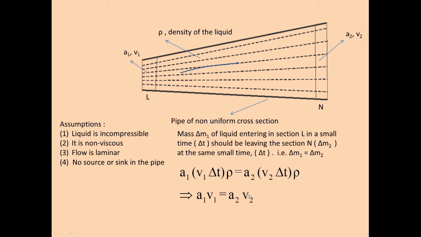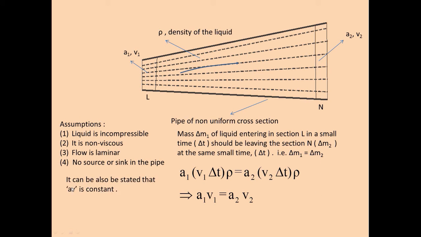This is the equation of continuity. V1 is the velocity here at the entry point, V2 is the velocity here at the other side of the pipe. Are you able to follow?